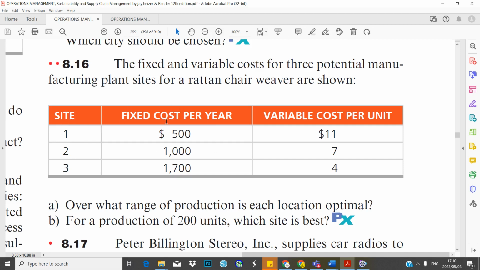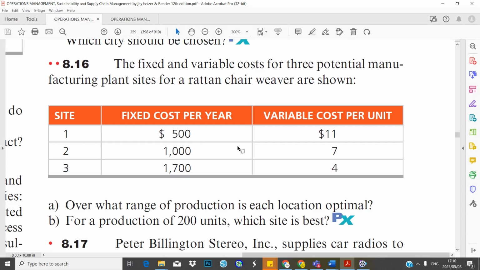In this case, let's refer to 500 rand per year for fixed cost. Consider this as a rent. The variable cost here we paid is generally 11 rand per unit. And then if we take the second one and everything, so these are the values that we have here.